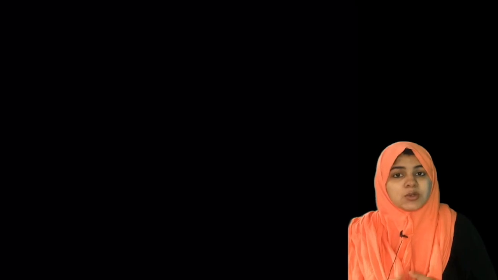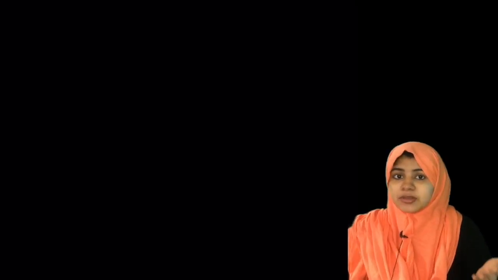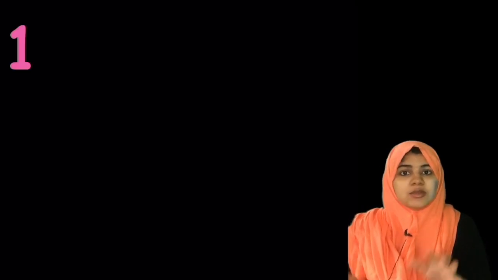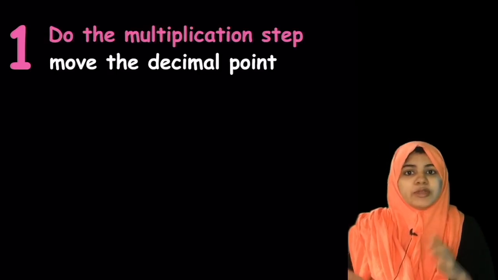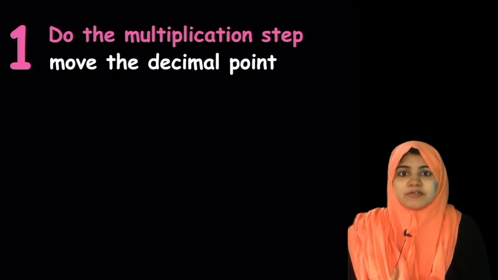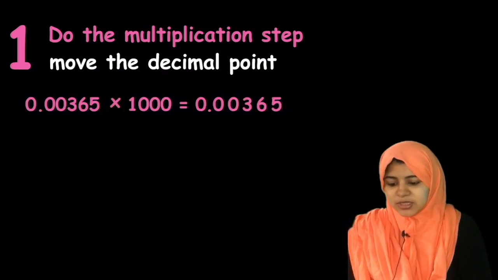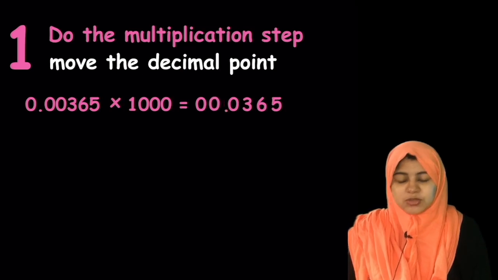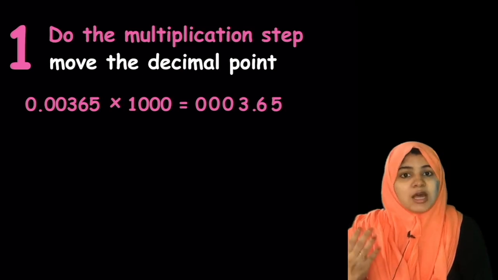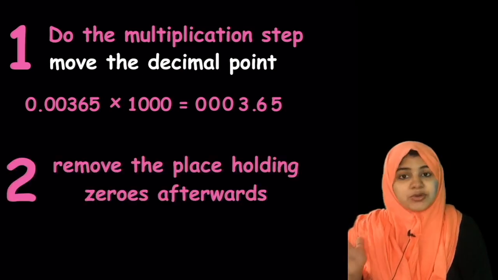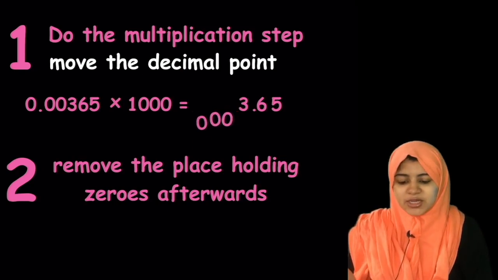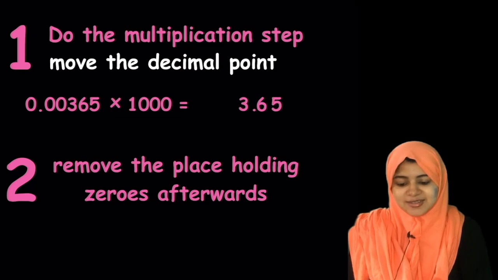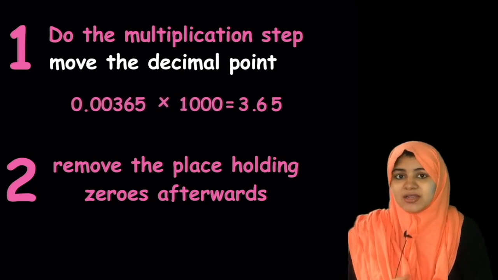So what is the procedure when you multiply by 10, 100 and 1000, etc.? See, the first step is you do the multiplication step, then move the decimal point according to the number of zeros. Okay, so here for example, we have 3 zeros, so we are moving 3 places to the right. Now, the second step is you have to remove the placeholding zeros afterwards. That is, just remove them. So you get the answer.